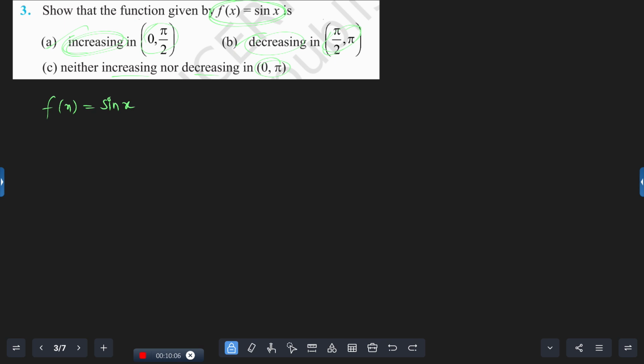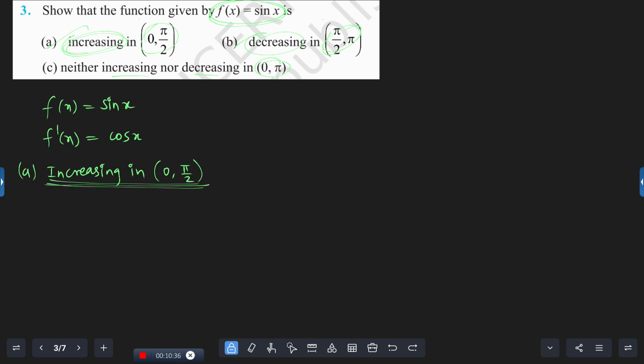First one, I'm going to differentiate this, so f dash of x is equal to, what is the derivative of sine? Cos x. The derivative of x is 1. Now what is this cos doing in the given interval? Interval number 1 we have to check, that is a. What did they ask to check? Increasing in the interval 0 comma pi by 2. So this is the topic.